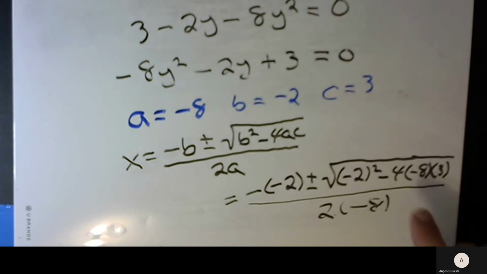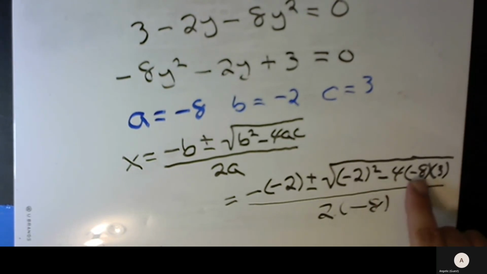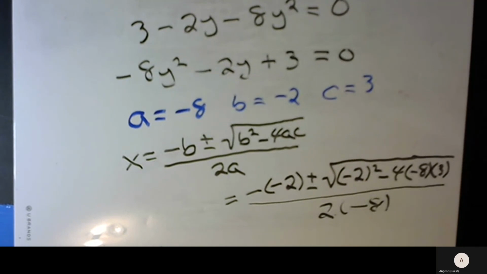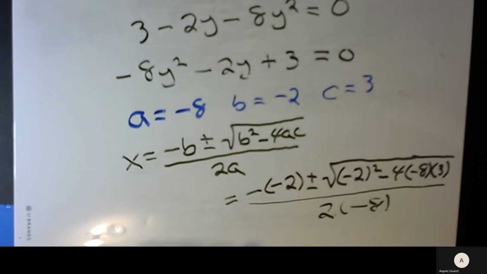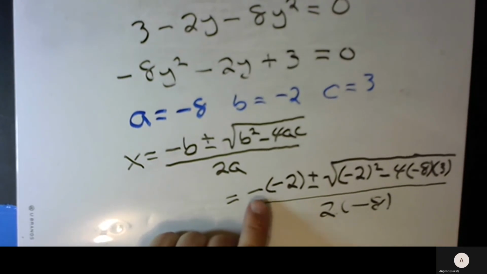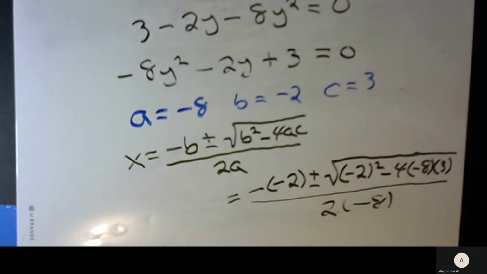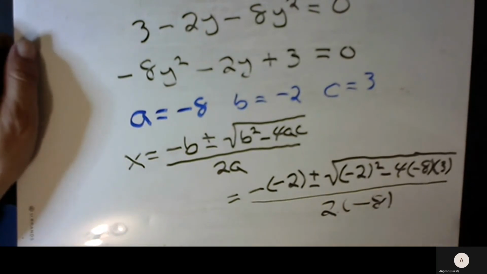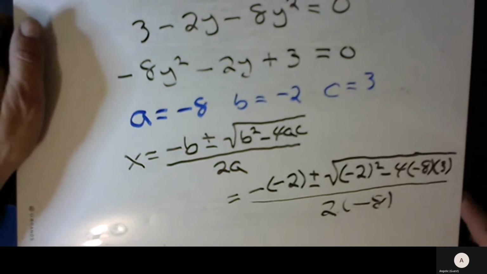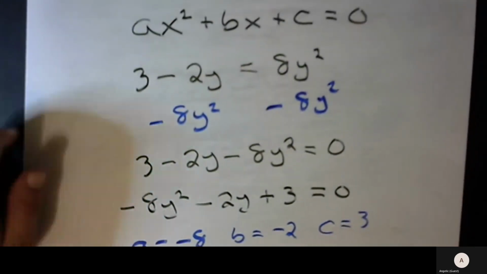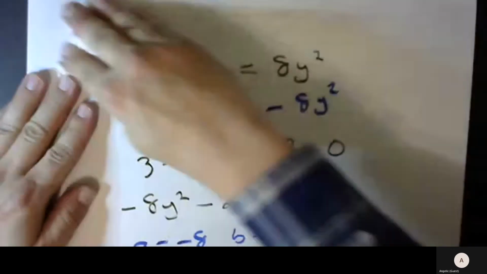Now, if we take a look at this, this is a negative and a negative. That's going to become a positive. And negative 2 squared will be a positive 4. This is a double negative again. Negative and negative is a positive. And then positive and negative will be negative. So, simplifying that arithmetic.